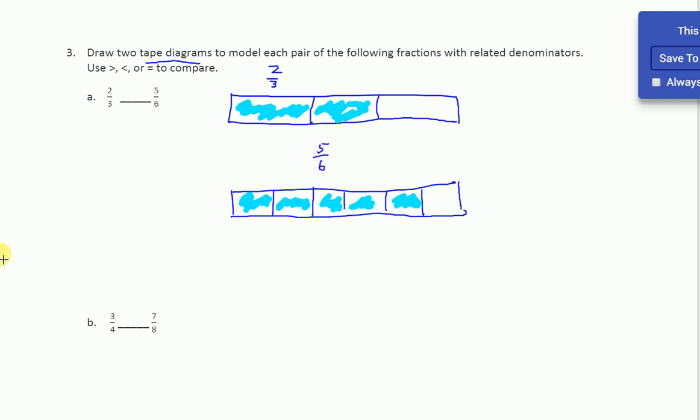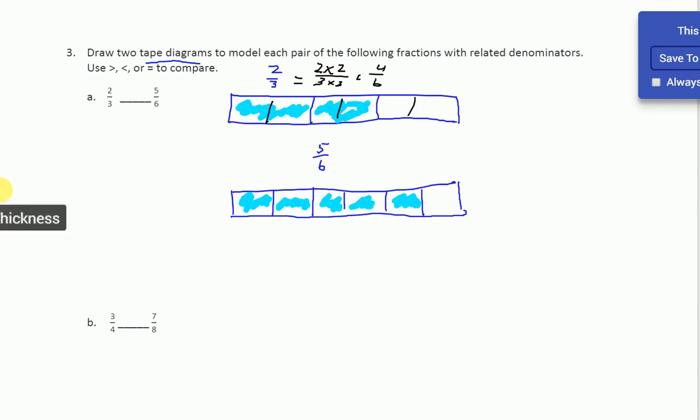Now you could also notice something. You don't actually have to do this for this problem, but you could change this into 2 times 2 and 3 times 2, and that would be 4/6. And see how all these things work together. Multiplication and the tape diagrams. Look at that. 1, 2, 3, 4, and this one's 5, 6 down here.